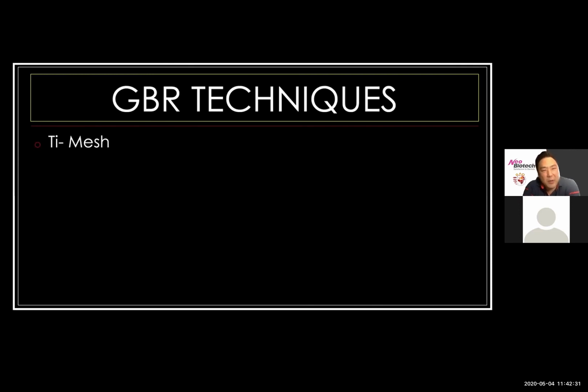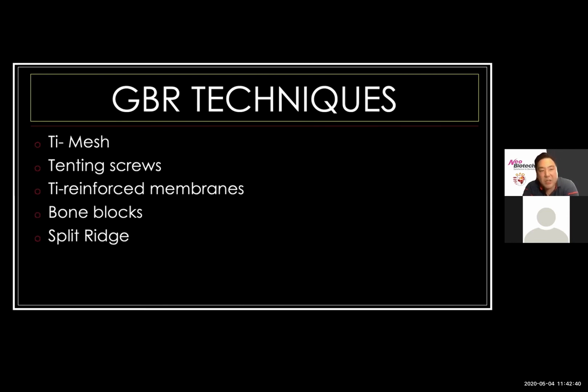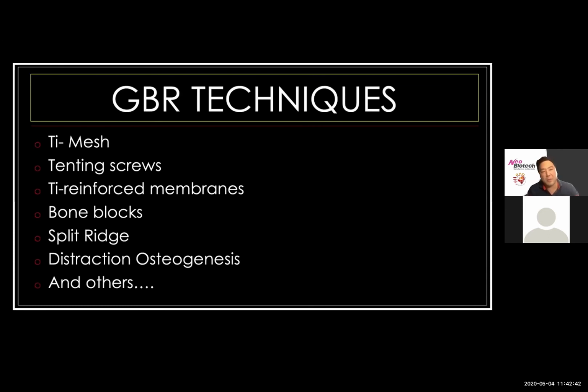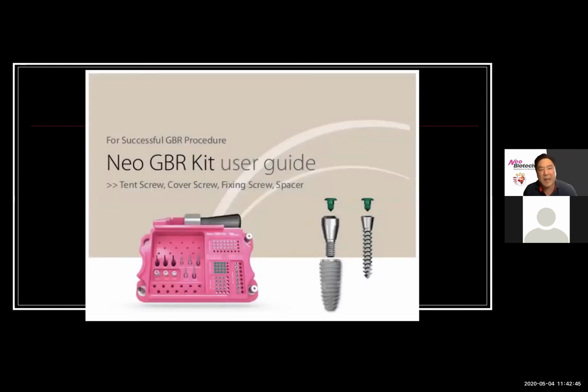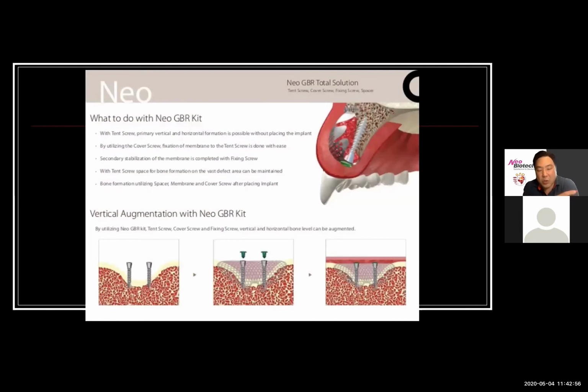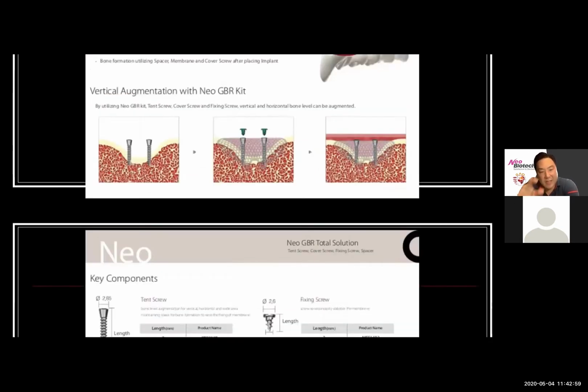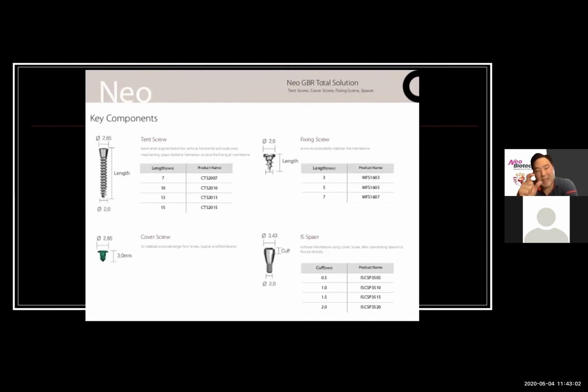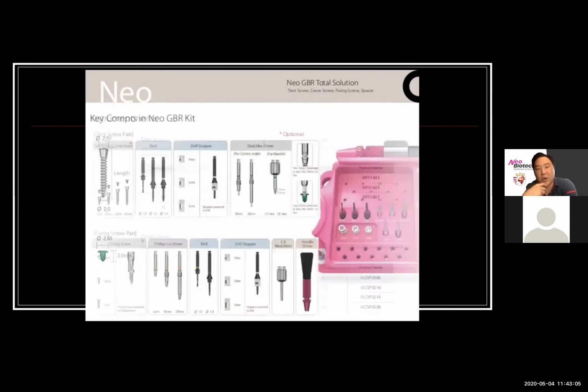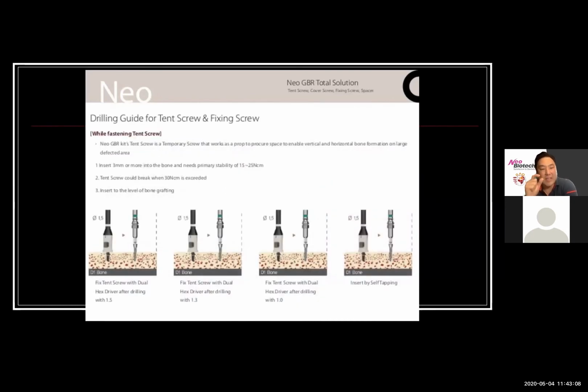And so when we look at GBR technique, there's different armamentarium, different tools that can help us for predictability and for success. There's titanium mesh, there's tenting screws. We can use titanium reinforced membranes, bone blocks. Neobiotech, they have this great GBR kit, very versatile. If we're looking to do vertical augmentation, horizontal augmentation, this kit itself has tenting screws in different lengths. It has fixation screws of different lengths. So whether we want to tack and secure membranes, this one kit really does it all. And it's very easy to use, with self-tapping, self-threading screws that make it very, very easy.